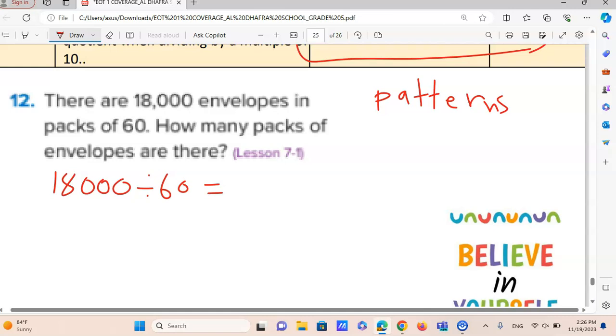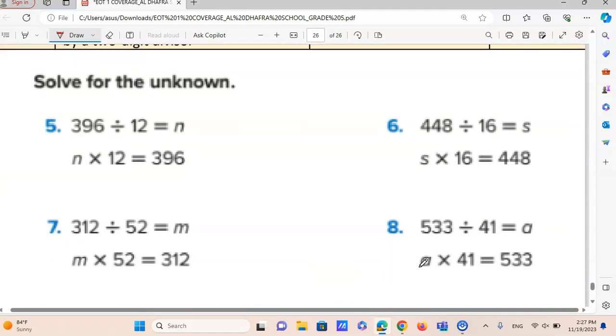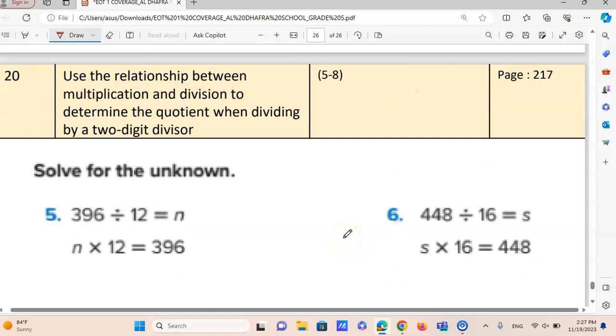Or you can use crossing out zeros, okay? And move zeros to the quotient. Okay. Here you can use multiplication. We have to use multiplication to find the quotient of division. How can we use it?